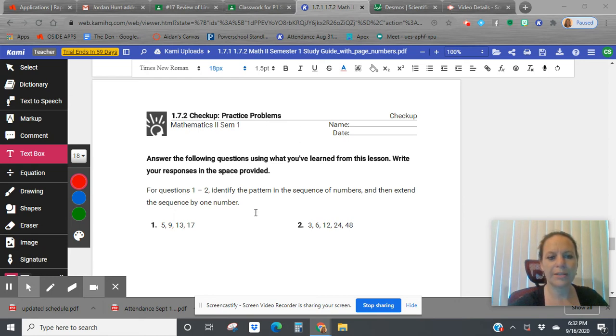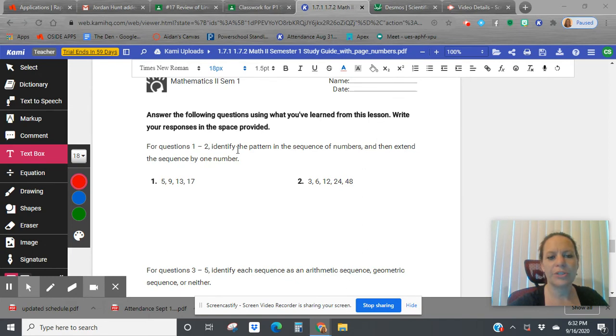Okay, now let's do the practice problems on this section 1.7.2. It's asking us for questions 1 to 2, identify the pattern in the sequence of numbers, and then extend the sequence by one number. So here I go.